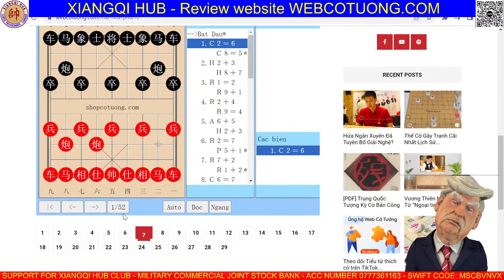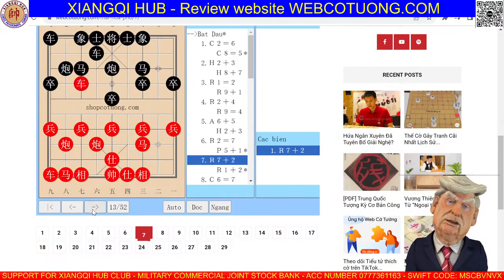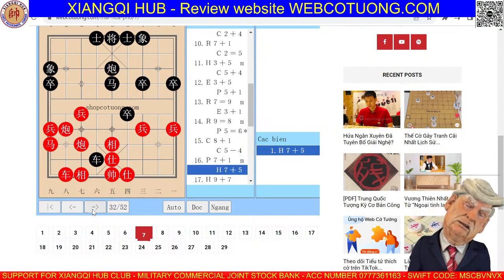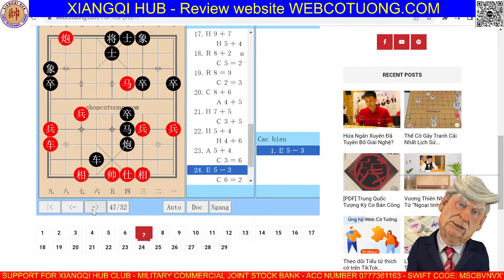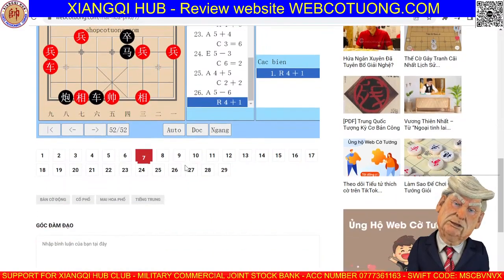For this one, 25, 32, 26 moves. Let's try it. Is it 26 moves? Yes, 52. So 52 in total, so 26 for each side. You see. Yeah, nearly the end game already.